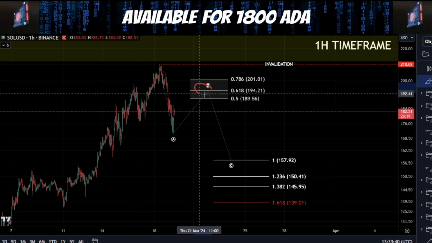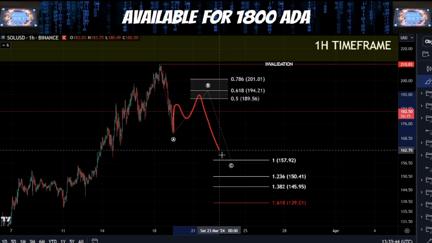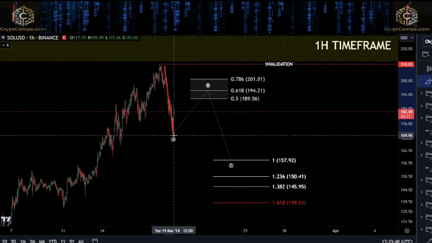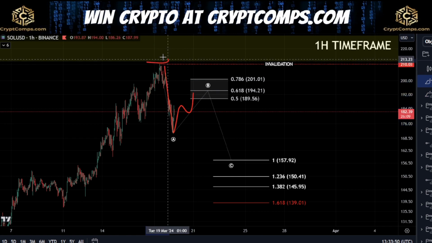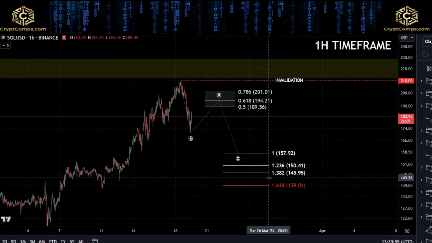So I would be watching this 0.618 to see if we get 3 waves up, and then we see this continuation down. If we do see this as a 5-wave move down, we only get 3 waves up, and we fail to take this high, we need to start being careful of this possibility that we could see a bigger breakdown.